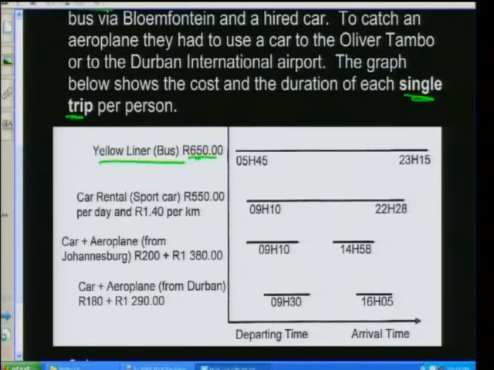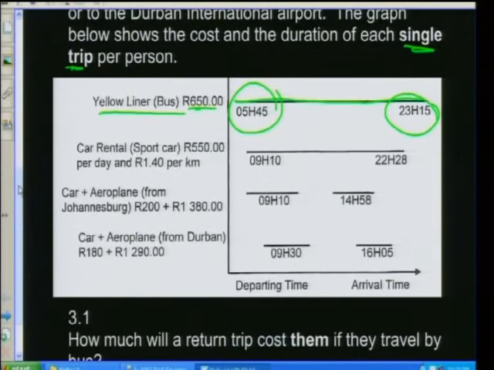So if we go on the bus, they're leaving at 5:45 in the morning. They are traveling the entire day and get to PE at 11:15 at night. If they rent a car, which is going to cost them 550 Rand per day and 1.40 Rand per kilometre, they leave a little bit later, they travel the whole day, and they get there a little bit earlier. Not much, but they're pretty much traveling the whole day.